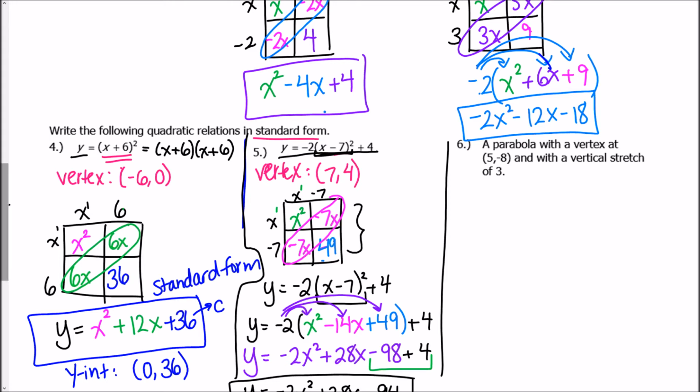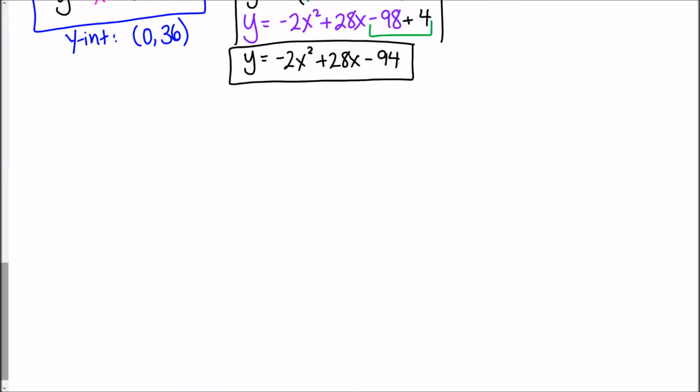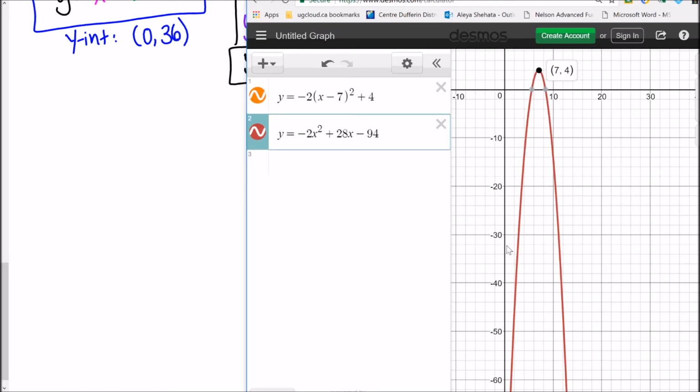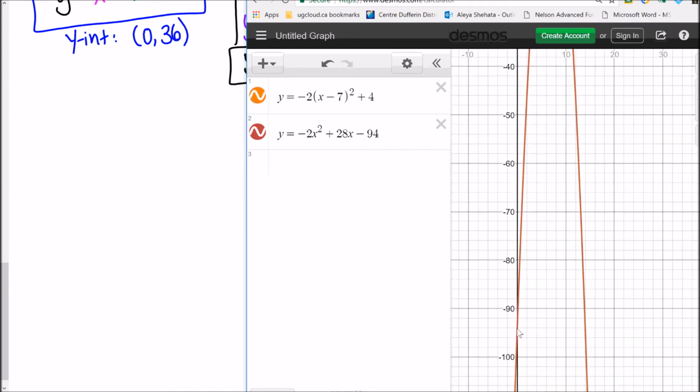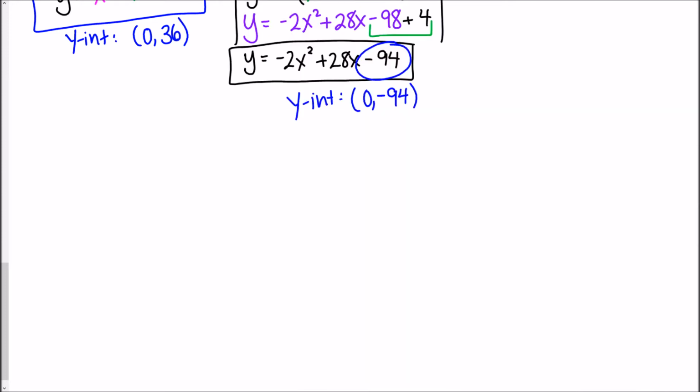Now, let's look back at what we have here. Our y-intercept is going to have to be at C, and here my C value is -94. So my y-intercept is (0, -94). So let's go ahead and look at Desmos, and we'll have to scroll down quite a bit in order for us to see our y-intercept. And if I look at my y-intercept right here, it is (0, -94), so it works for us. Okay? All right, awesome. We have one more to go.